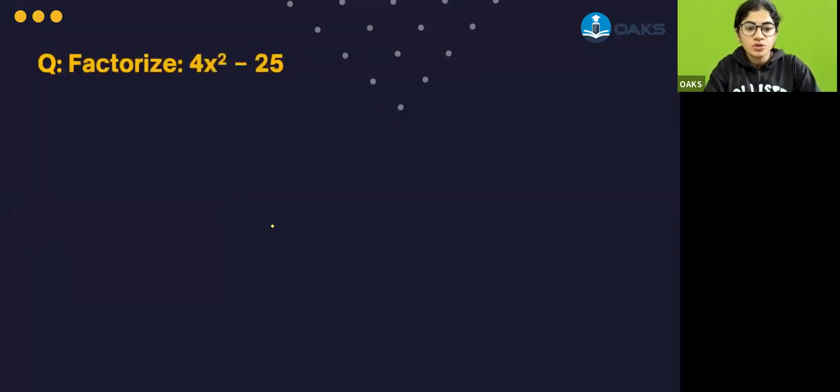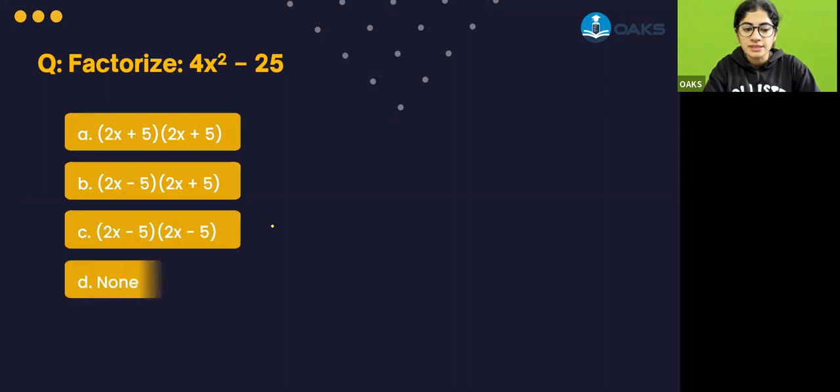Both of the schools have to answer. You need to factorize 4x square minus 25. These are the options and you have to tell me which is the correct option. First, school 2 will answer. School 2? Okay, so you are saying B. School 1? School 1, can anyone answer?